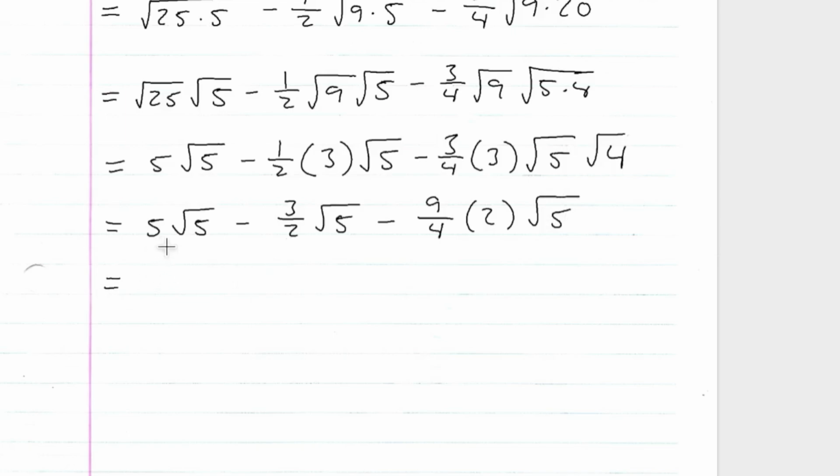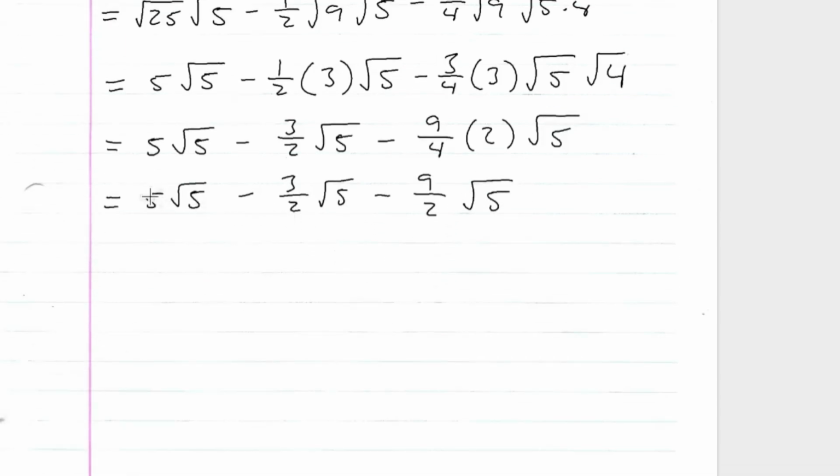Okay, so I'm just going to find what's going to be my common denominator here. So 5 square root of 5 minus 3 over 2 square root of 5. And then 9 over 4 times 2, 2 over 4, that turns into minus 9 over 2 square root of 5. So I can see that I need to rewrite this 5 as something over 2, right? Well, 5 is the same thing as 10 over 2, right? Minus 3 halves, square root of 5, and then minus 9 halves, square root of 5.